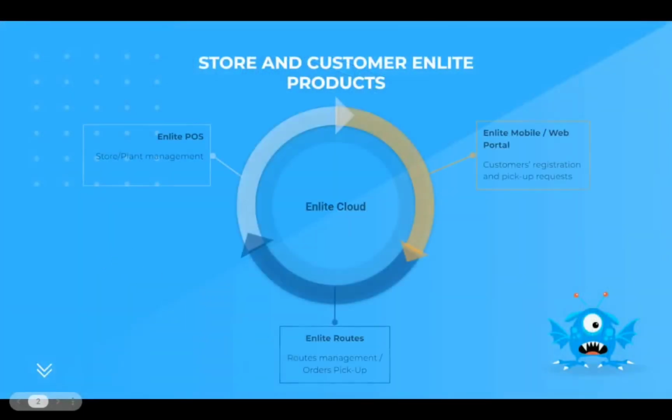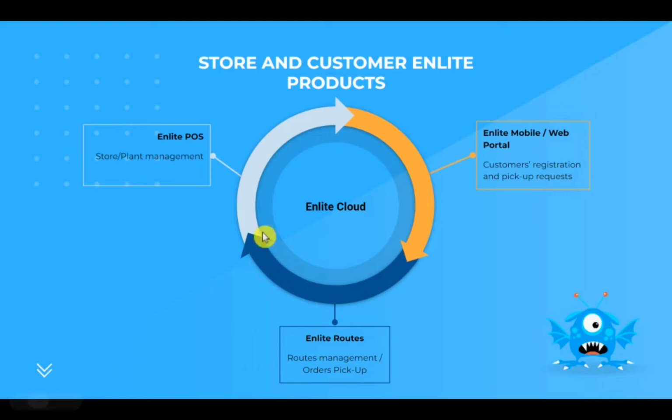Enlite 10 is based on three main products that are connected through the Enlite cloud. Enlite POS is our store and plant management system. It's your base of operations where you will create new orders, register customers, take payments, and run your entire business.